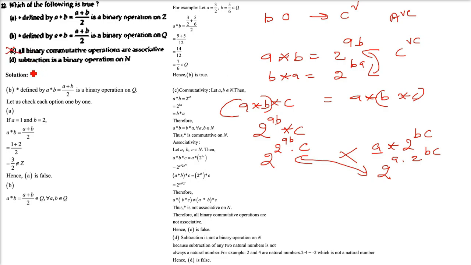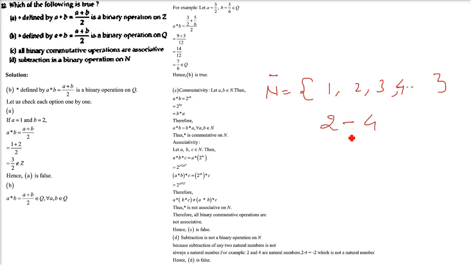Okay, coming to the final part, which is the D part. Subtraction is a binary operation on N. N is the natural numbers. A natural number is what? You can count. 0 is not involved. The natural numbers are 1, 2, 3, 4 and it goes up to infinity. So subtraction is a binary operation. Let us check whether it is or not. Or just take an example. Rather, I'll take 2 and 4 and 4 and 2.